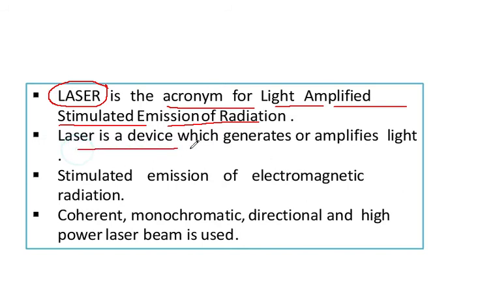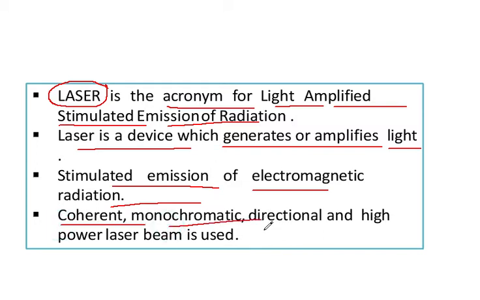Next, laser is also a device which generates or amplifies light. Stimulated emission or electromagnetic radiation, these are the things related to your laser beam machining. And last, not the least, it is coherent, monochromatic, directional and a high power laser that is basically used for machining purposes. So you can understand what factors you should keep in mind while selecting the laser. It is a coherent, monochromatic, directional and high power laser beam.